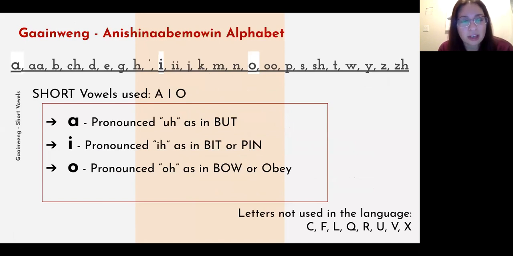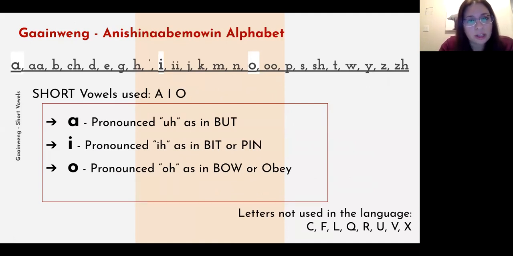The Anishinaabemowin alphabet is a lot different than the English alphabet, most specifically as there are some letters that aren't even in the language. These are the letters that are not used: C, F, L, Q, R, U, V, and X. These letters are not used in the language at all, so you won't see any words spelt with them.